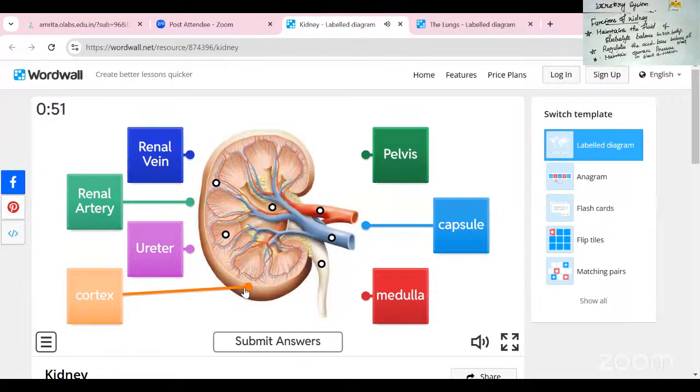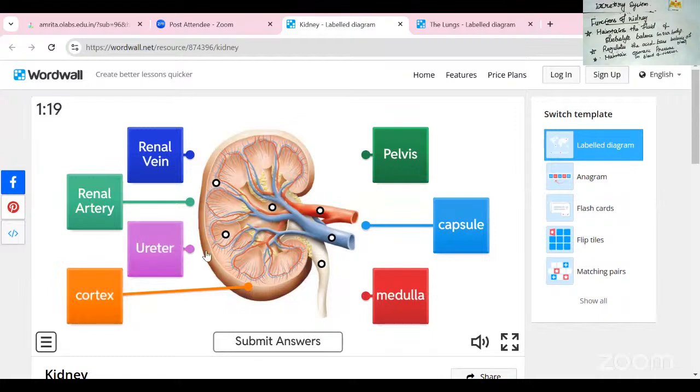This is cortex. So the part is cortex. Is it right? This right? This correct. Shall I choose the correct answer or not? Anybody answer me? The cortex part I am selecting here. Is this right or wrong? Okay. Wait. We will see.